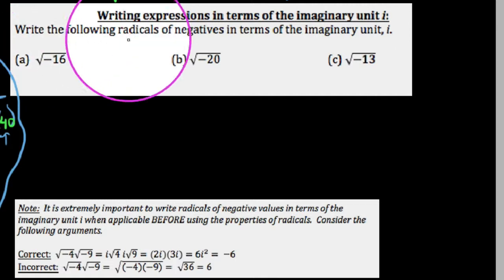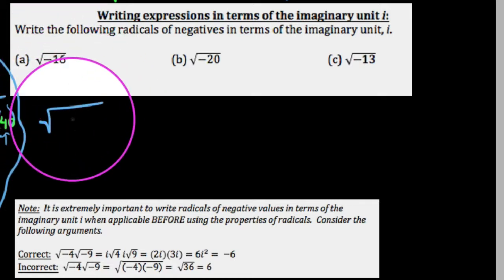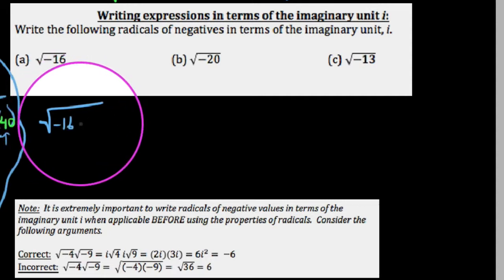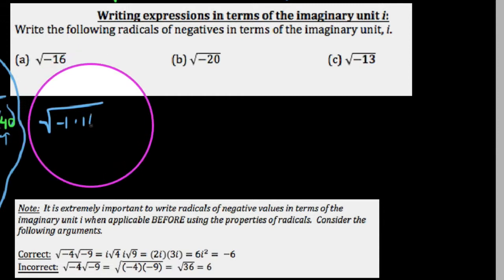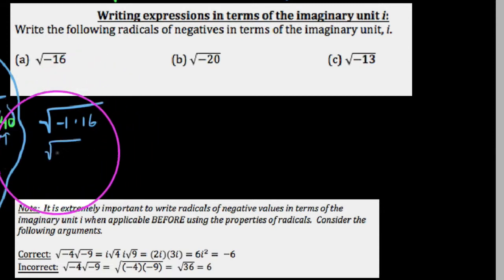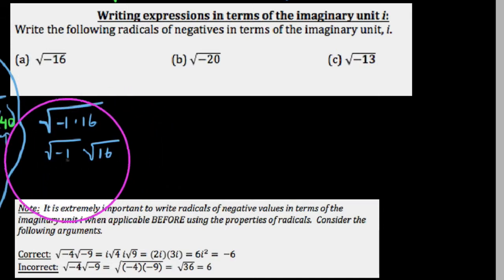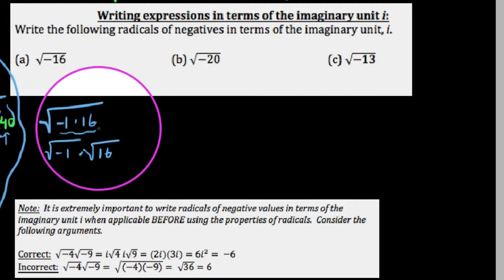So we want to write the following radicals of negatives in terms of the imaginary unit i. We simply know this: the square root of negative 16, okay, that'd be the same thing as negative 1 times the positive 16 in here. And that's the same thing, because of the properties of radicals, as the square root of negative 1 times the square root of positive 16, since we can split this up here. If you multiply two radicals, you can multiply the stuff on the inside.